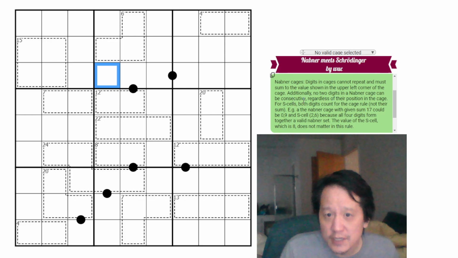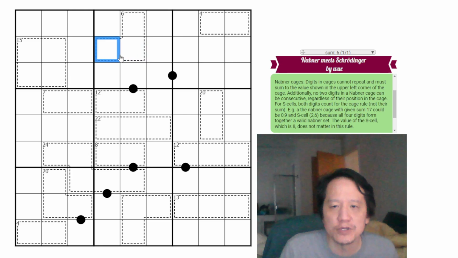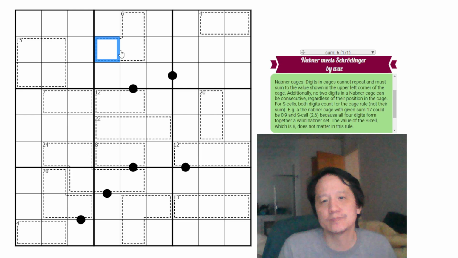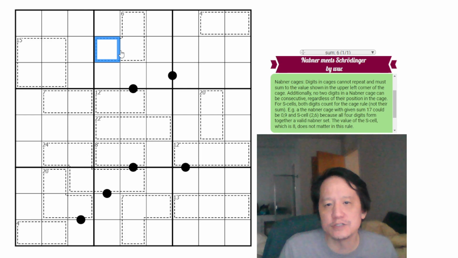Nabner cages. Digits in cages cannot repeat and must sum to the value shown in the upper left corner of the cage. Additionally, no two digits in a Nabner cage can be consecutive, regardless of their position in the cage. Okay, interesting.